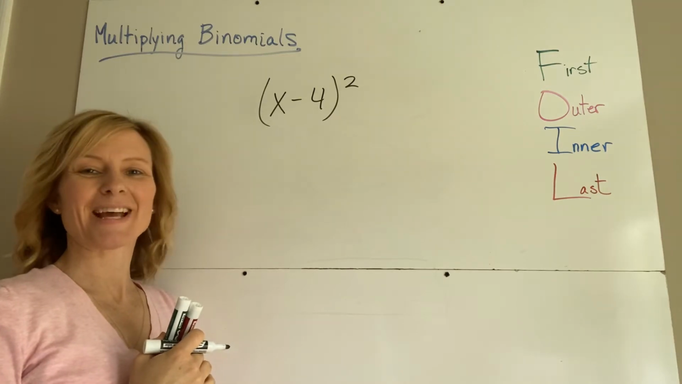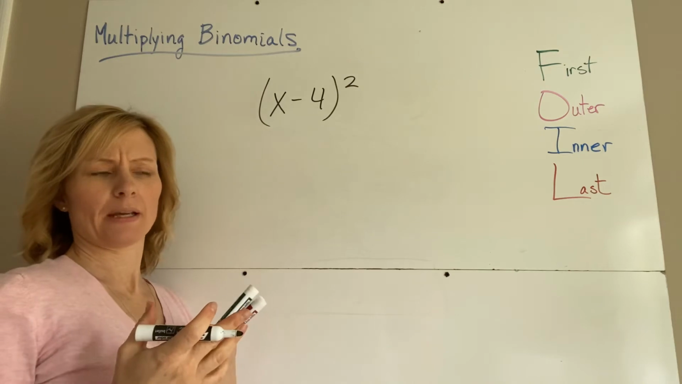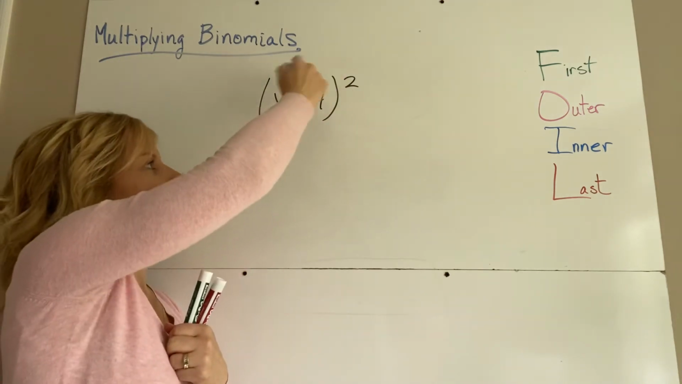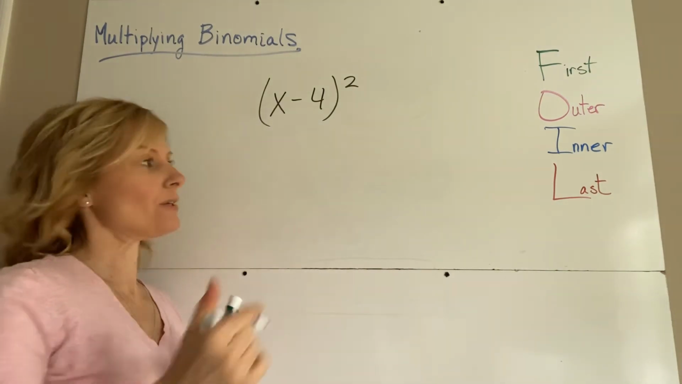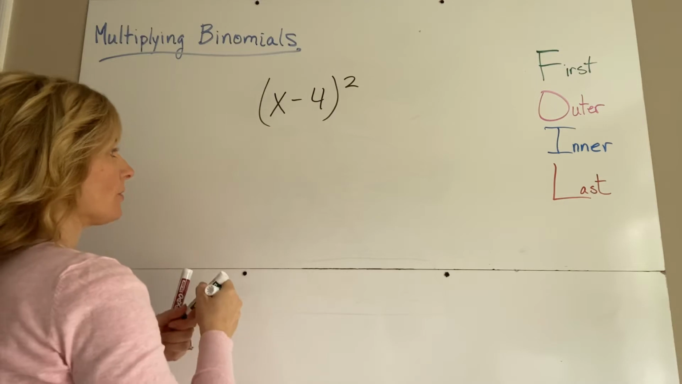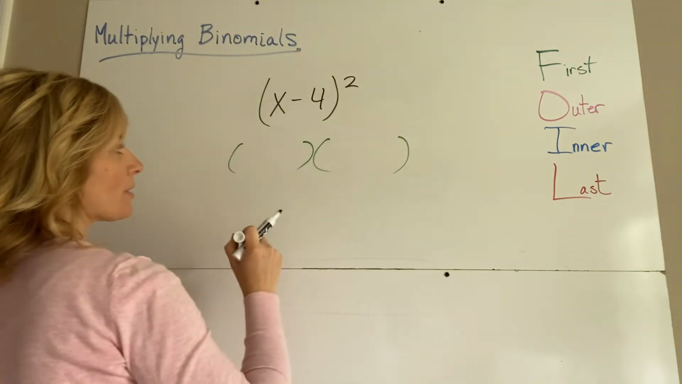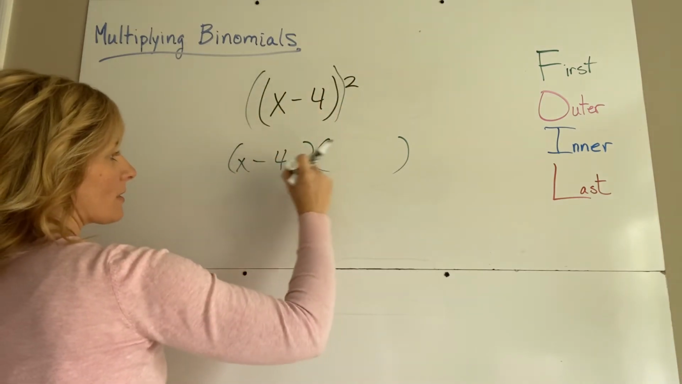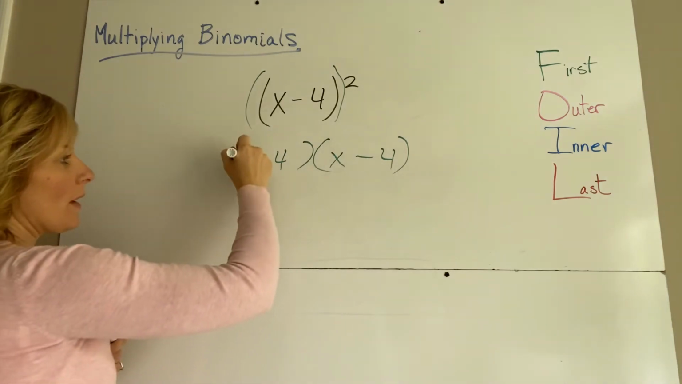Remember, it's not just going to be x squared minus 16, or plus 16. Which would it be? Neither. It's not going to be just distributing this 2. We have to be able to multiply binomials, so we have to put it into sets of parentheses. There are 2 of this, x minus 4, and we multiply it through.